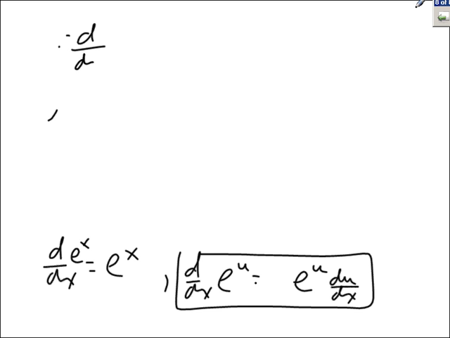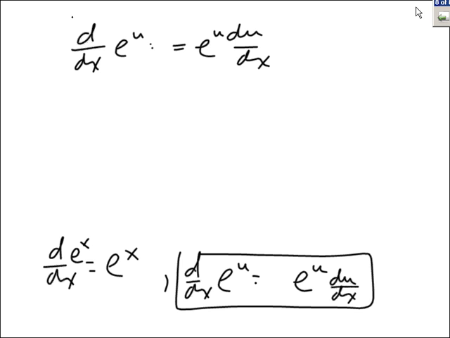The derivative of e to the u is equal to e to the u times du dx. We know that. Whether you write the du dx in front of e to the u or after doesn't matter.